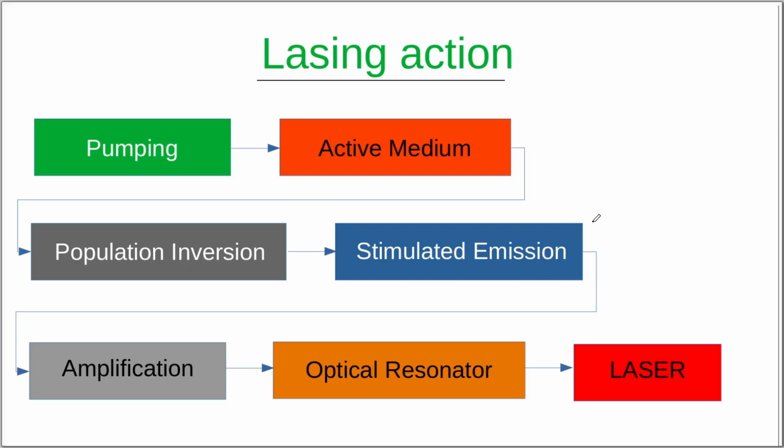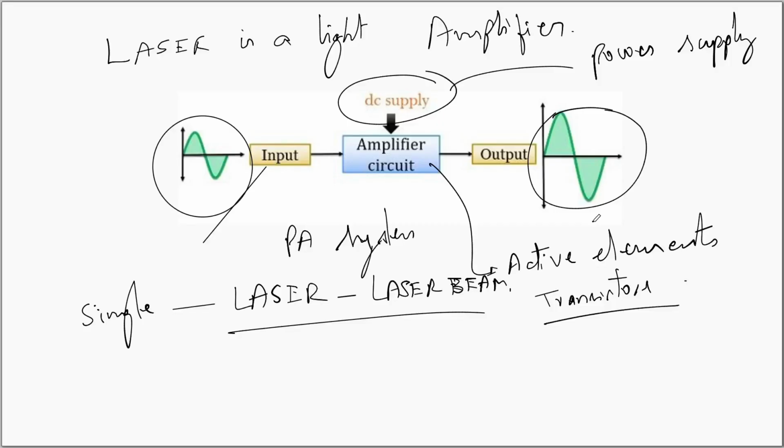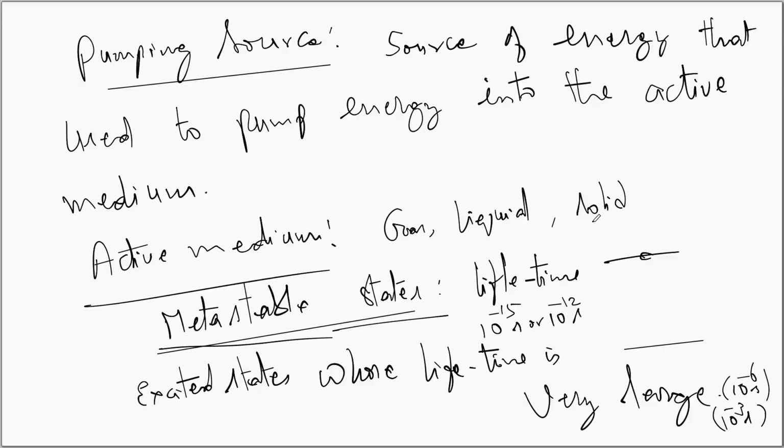In this video, we have started our discussion with a comparison between an electronic audio amplifier and a laser. We have seen what a pumping source is. We have said it is a source of energy that is used to pump energy into the active medium. We have seen what the active medium is. The active medium could be a gas or a mixture of gases, a liquid or a solid. The active medium will have the metastable states. The metastable states are those energy states whose lifetime is very, very large when compared to the rest of the energy states in the same medium.